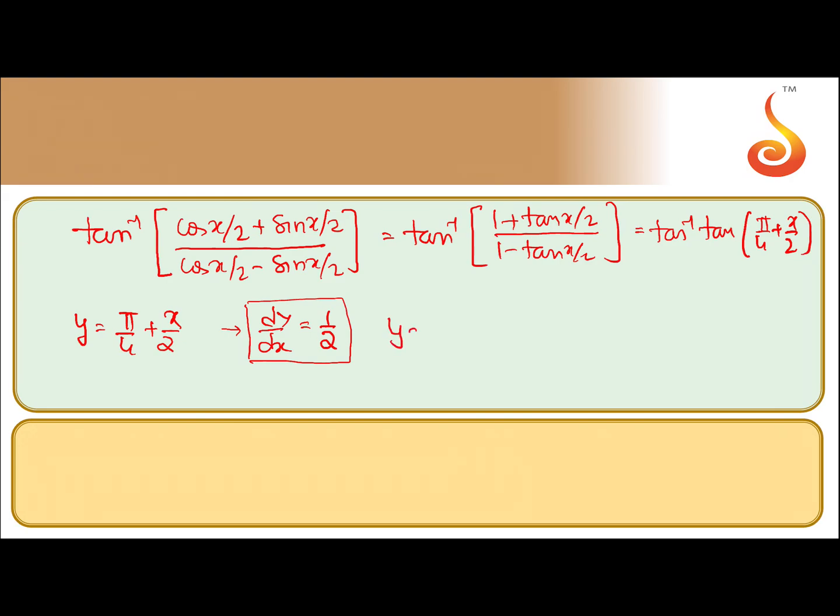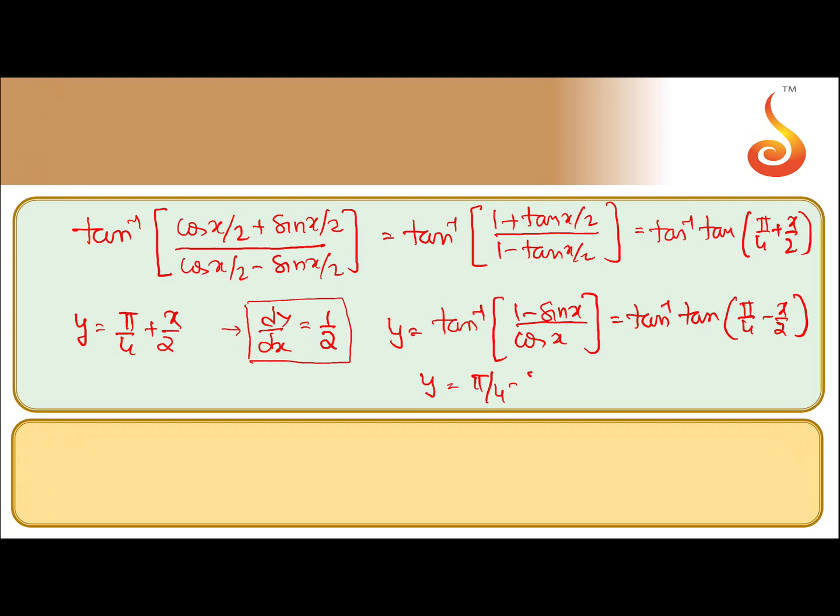Similarly, if y equal to tan inverse 1 minus sin x by cos x is given, automatically this will become tan inverse of tan pi by 4 minus x by 2. Then y is equal to pi by 4 minus x by 2. So dy by dx, you get it as minus 1 by 2. This will study in differentiation chapter also. But anyhow, here it is given. That's why I'm giving an idea.